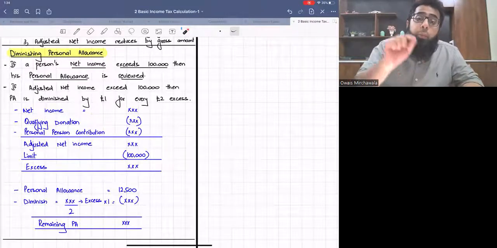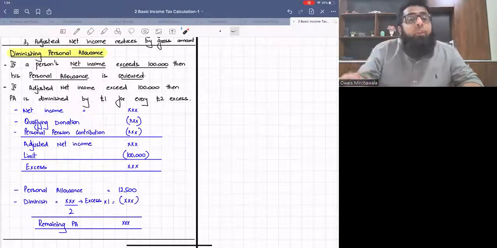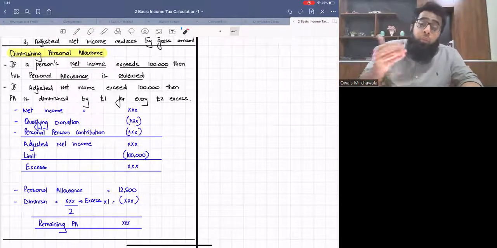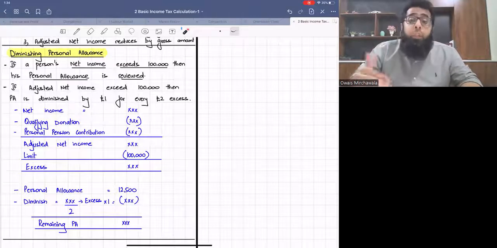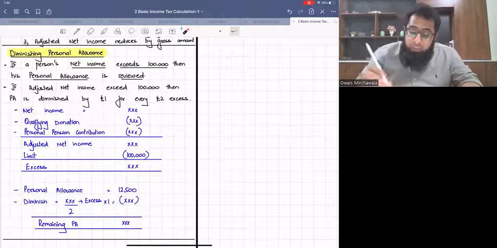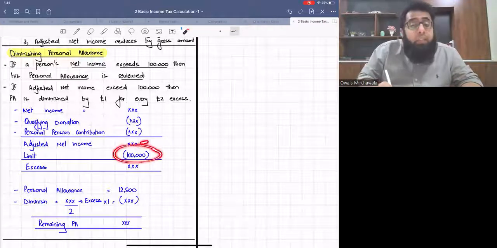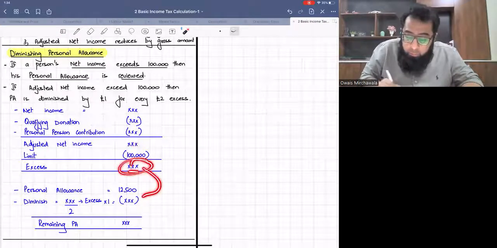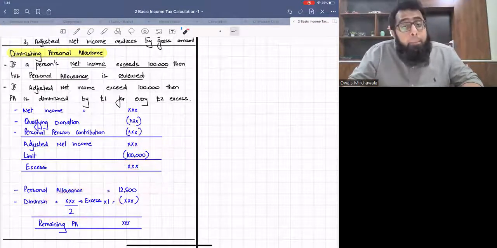And while doing this, we deduct the qualifying donation value from it. We deduct the value of gross qualifying donation from it. We deduct the value of personal pension contribution from it to calculate the value of adjusted net income. Now, this is compared with the 100,000 limit, and we get the excess through which we diminish the allowance.